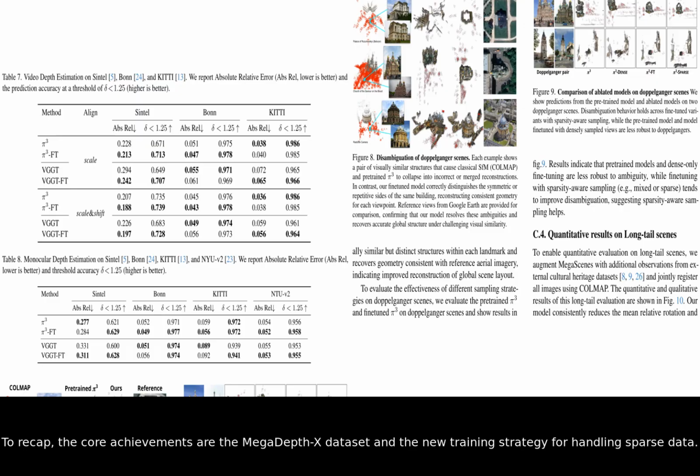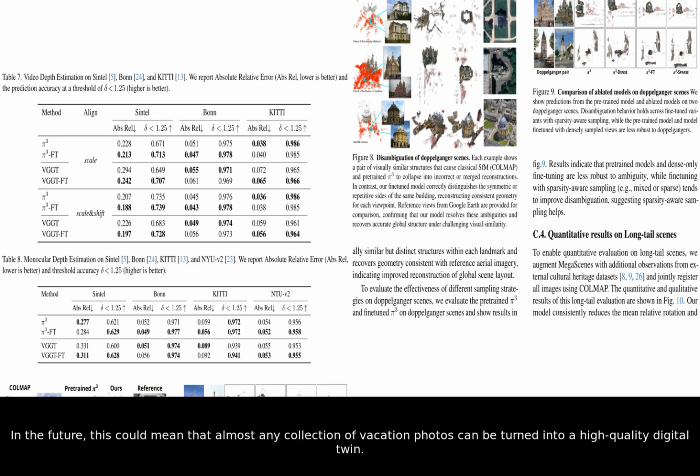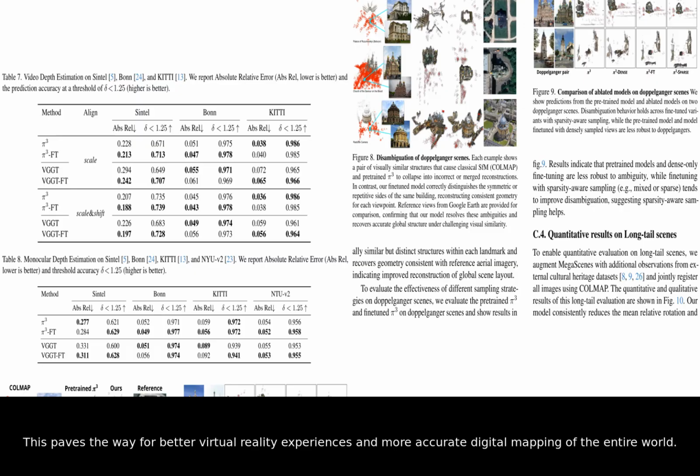To recap, the core achievements are the MegaDepth-X dataset and the new training strategy for handling sparse data. These tools help AI overcome the lack of images and the confusion caused by symmetrical patterns. In the future, this could mean that almost any collection of vacation photos can be turned into a high-quality digital twin. This paves the way for better virtual reality experiences and more accurate digital mapping of the entire world.